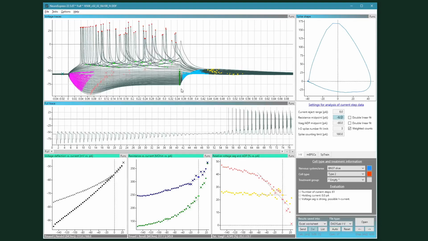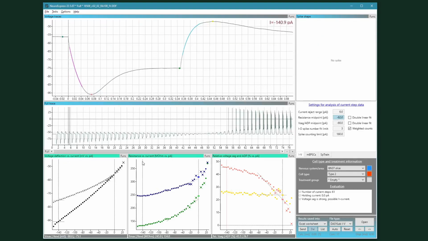Voltage sag is basically a depolarizing change in the membrane potential during negative current injections, and this is very common in a wide variety of mammalian neurons. This behavior is caused by the action of the hyperpolarization activated non-specific cation current, or IH. So whenever IH is strong in a cell, we can expect a behavior like this.